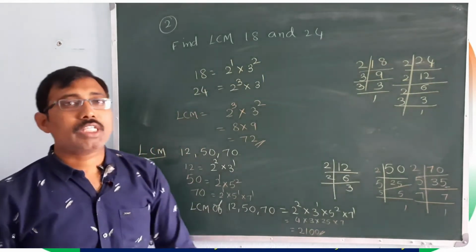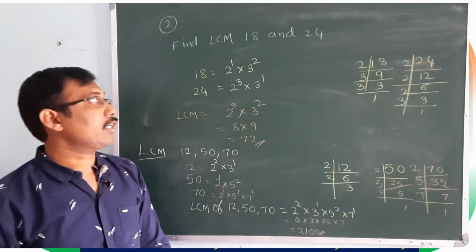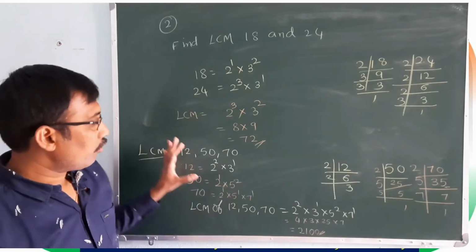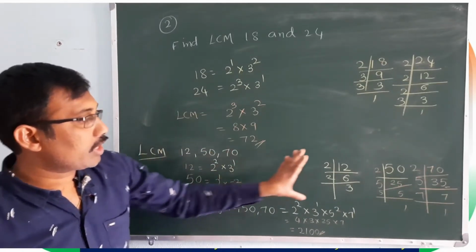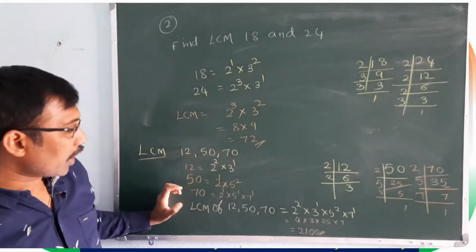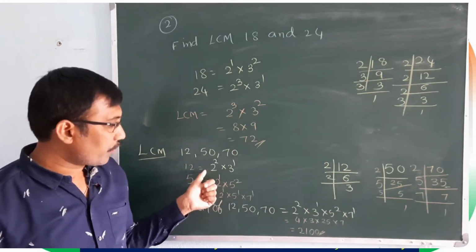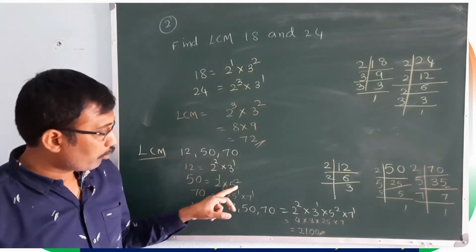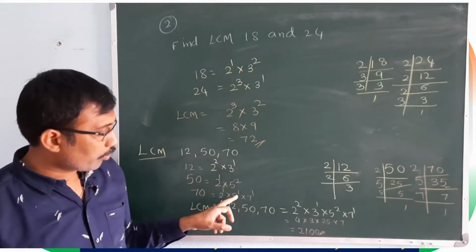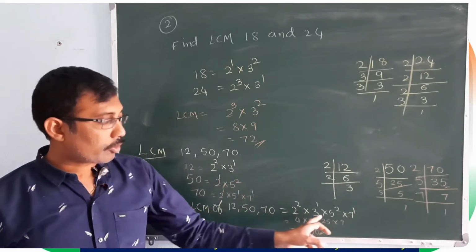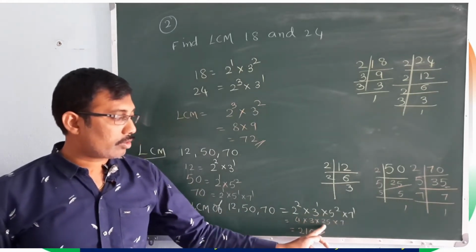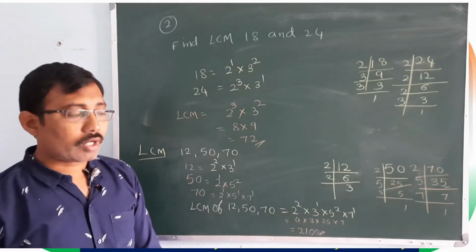This is the method to find the LCM of the numbers. First of all, write the given numbers. Individually, write the prime factorization. After that, take the highest power of each factor. So 2 power of 2, 5 power of 2, 3 power of 1, 7 power of 1. And take the product of the numbers. 4 into 3 into 25 into 7, 2100.